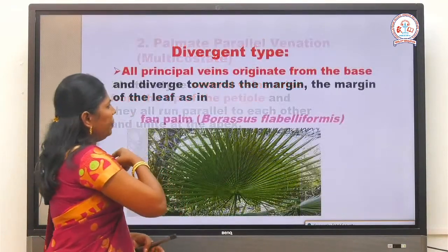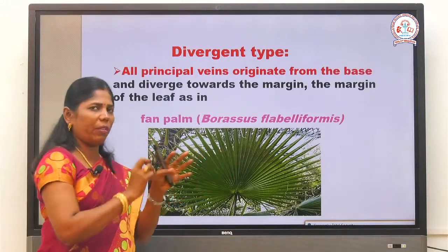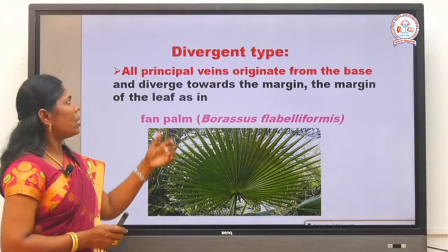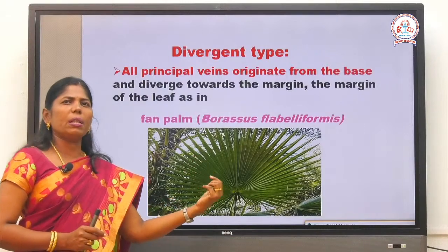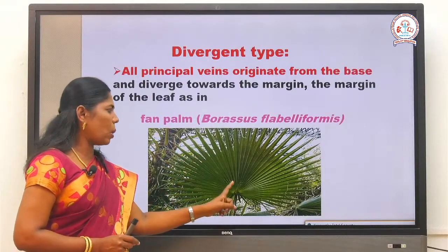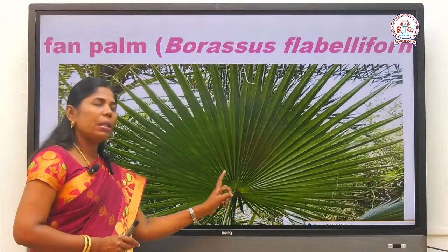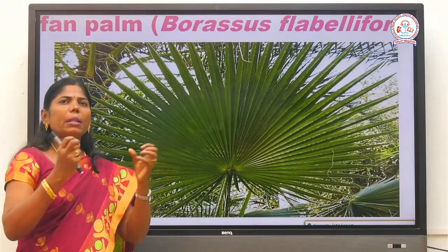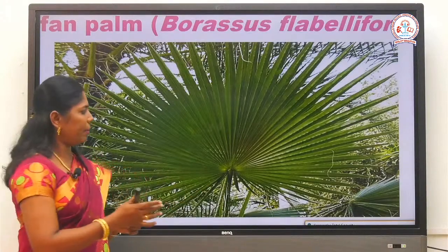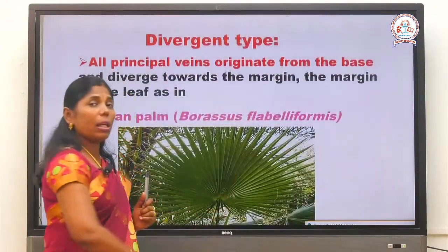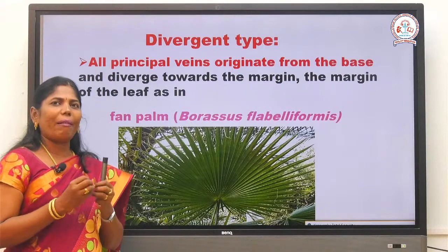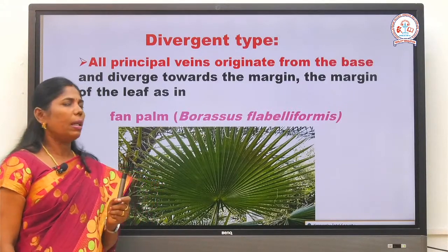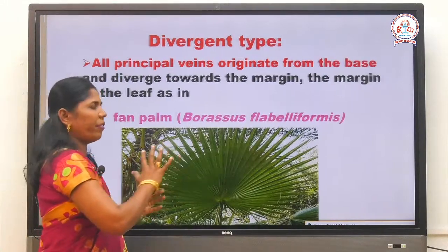Another one is divergent, which means spreading out like this. Convergent means everything converges in the apex region. So this is a divergent type. Divergent type means all the principal veins, the main veins, originate from the base of the lamina or tip of the petiole, but they radiate in the apex region. All the veins are parallel to each other and radiating in the apex region. They diverge towards the margin, and a leaf like this is considered a divergent type. That is a fan, spread out like this, isn't it?